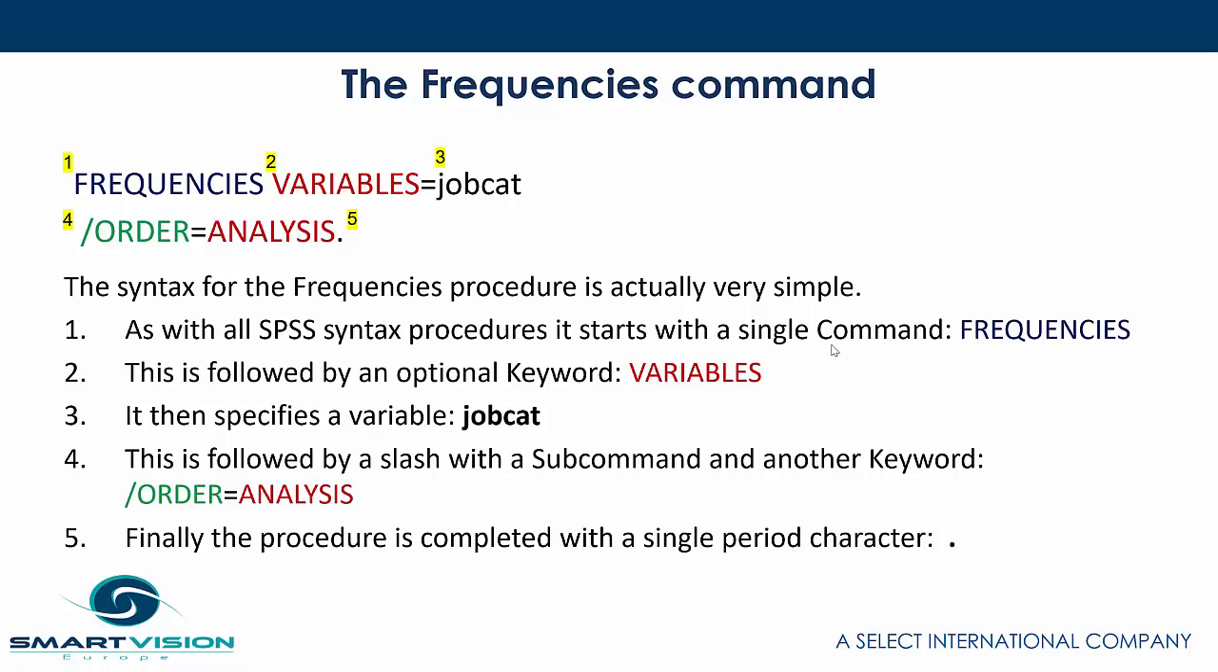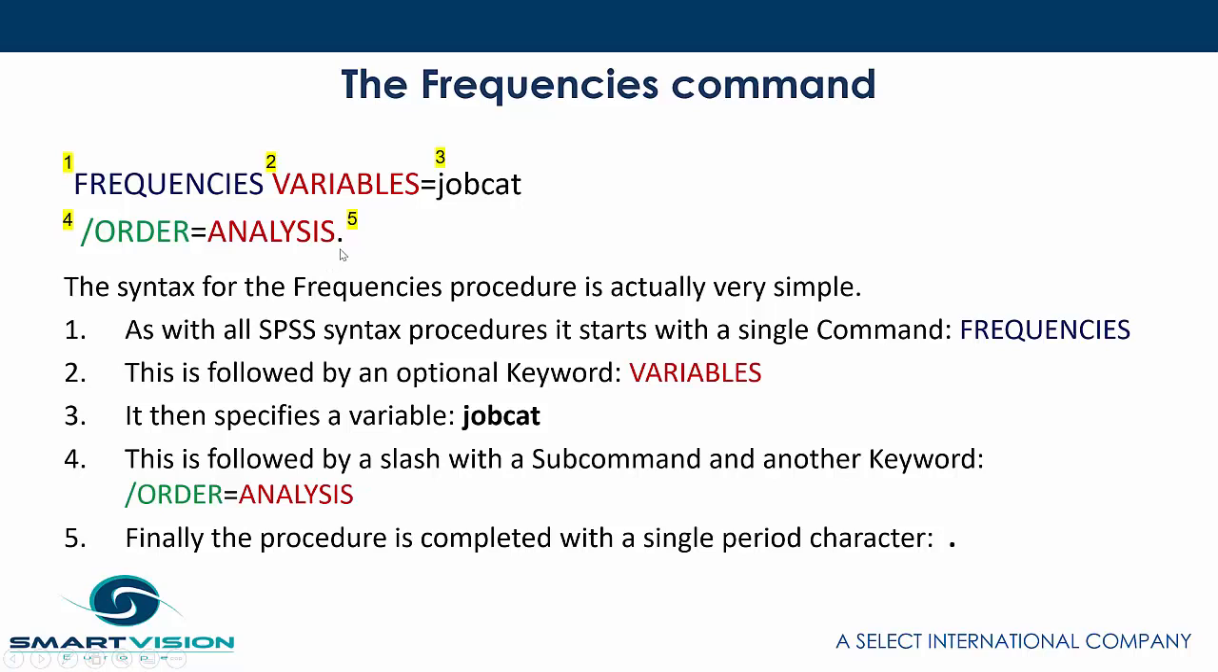And that's followed by an optional keyword, which is highlighted in red, and that's variables. And it says, okay, we're going to do a frequencies, and here are the variables. Then it specifies the variable, which is jobcat, so variables equals jobcat. And that's followed by a slash with a subcommand and another keyword, which is slash order analysis. And finally, the procedure is completed with a single period character. It's got this little full stop at the end.